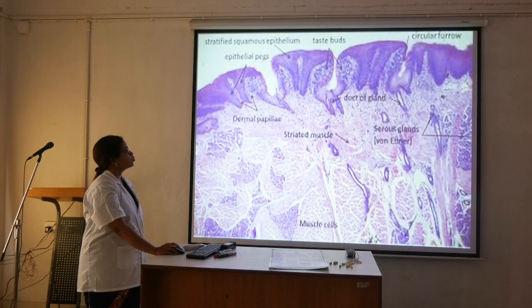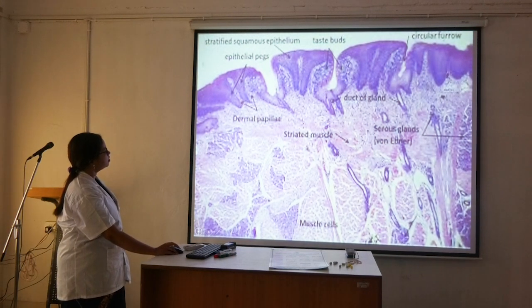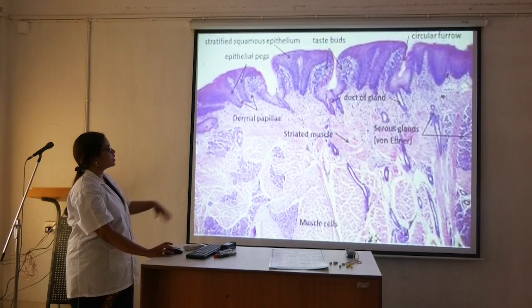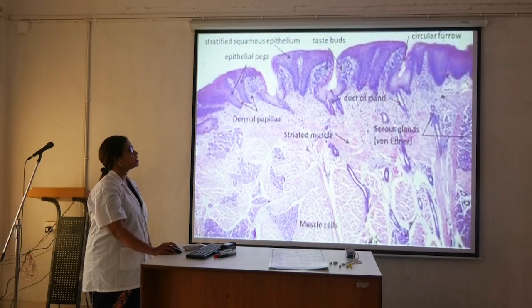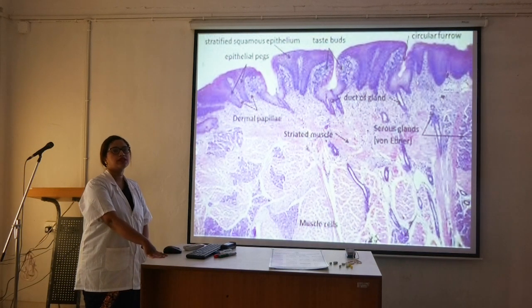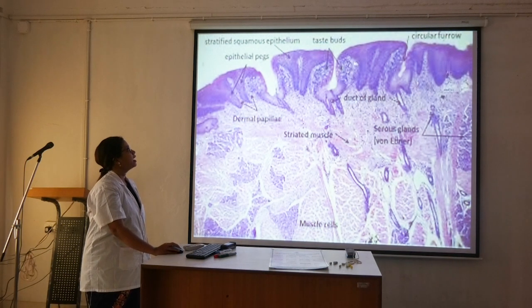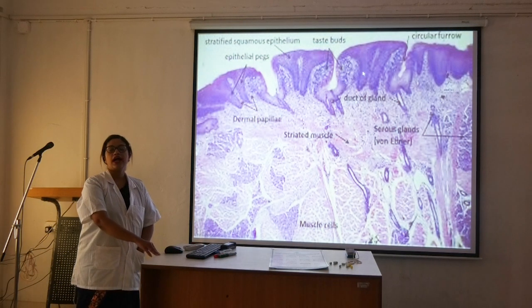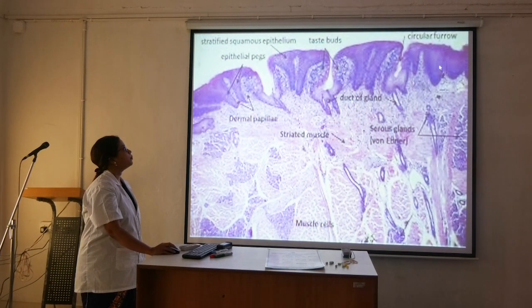So see, this is the filiform papilla being shown. You could say they are present in very large numbers. You could also see one type of gland, a serous gland, known as von Ebner's gland. And where would the taste buds be present? Specifically on the circumvallate papilla.